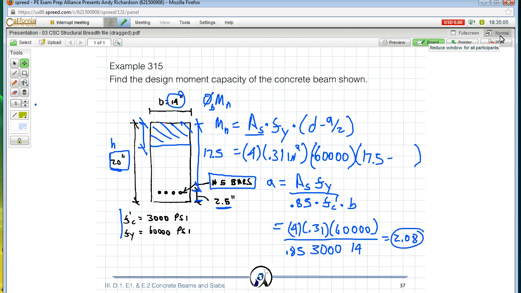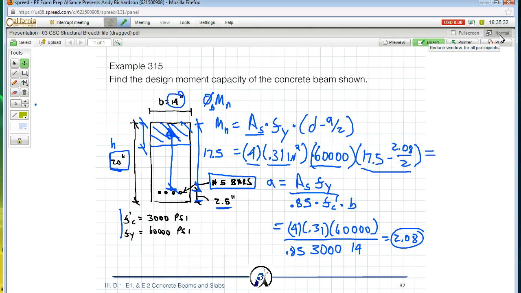Okay, then that A, just plug that in up here. So essentially what we're doing is we're taking this moment arm and multiplying it out. And that moment arm is what we're trying to find. There. That's your moment arm. So you multiply that moment arm times the tension, which is the steel area times yield strength.